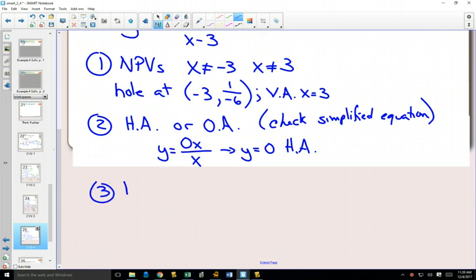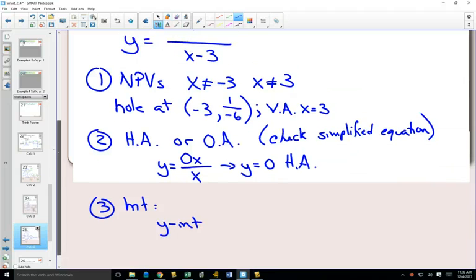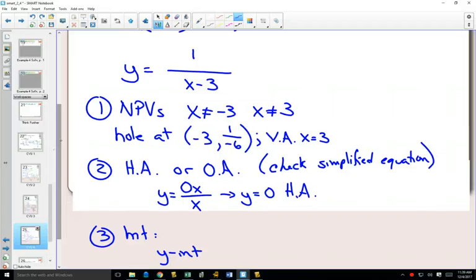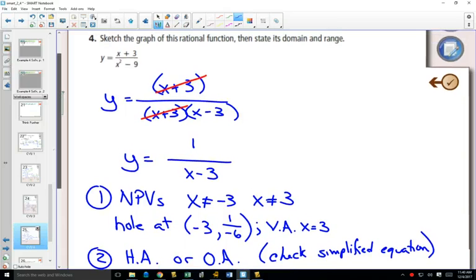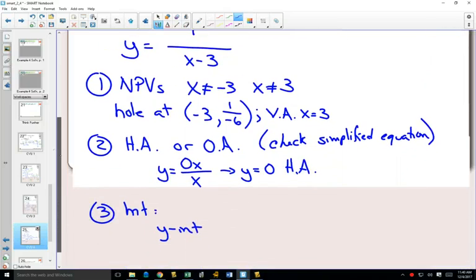Step 3, we'll check if we have x and y intercepts. Y-intercept is plugging in 0 for x. Can you see that when you plug in 0 for x in either of the equations, you'll get 3 over negative 9, or negative 1/3.